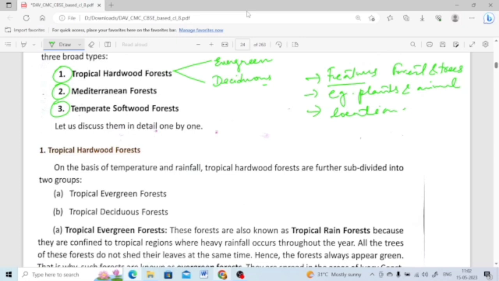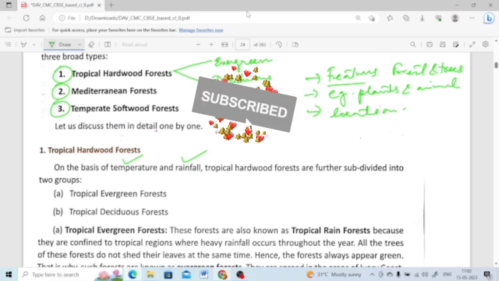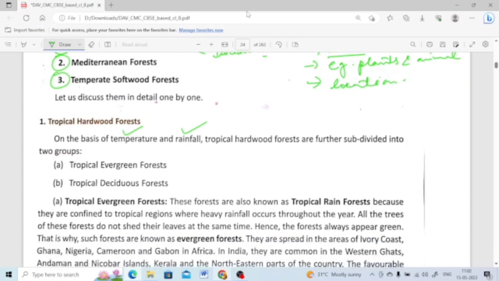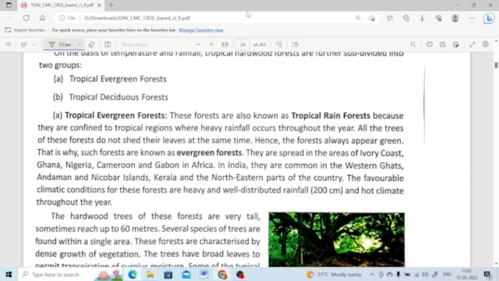So tropical hardwood forest, on the basis of temperature and rainfall, tropical hardwood forests are further divided, as we have already talked about, into evergreen and deciduous forest. So let us dive into evergreen forest. What are these? These forests are also known as tropical rainforest. Now where can we see it? Let us quickly draw a map for you so that you will understand the concept easily.